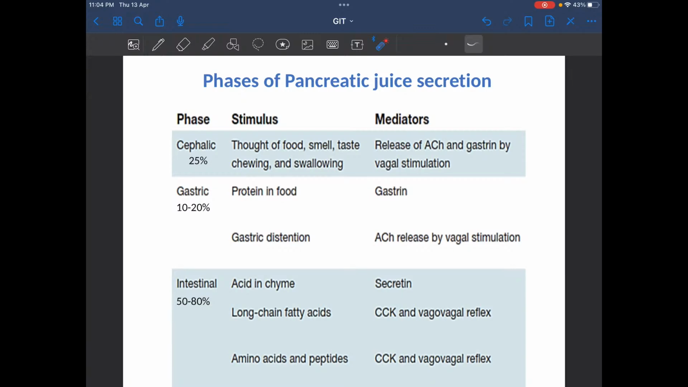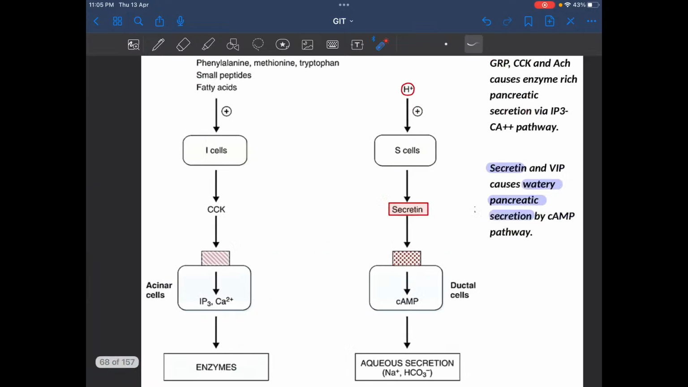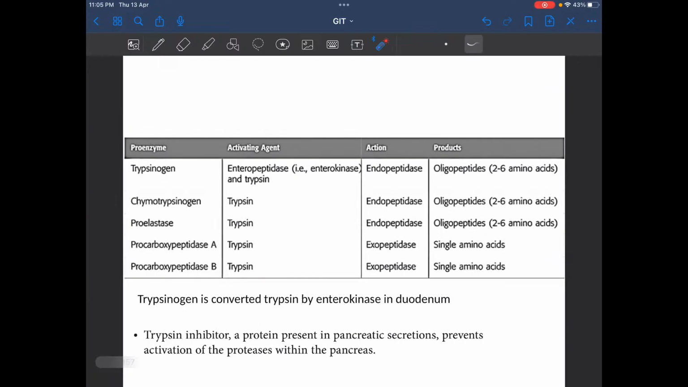When we talk about gastric juice secretion, we said the main phase is gastric only. In this case it is intestinal only. In that case it was 10% for intestinal. Here it is the opposite. Gastric is the least contributing, followed by your cephalic, and then intestinal is the maximum. Okay. So this is what's happening.